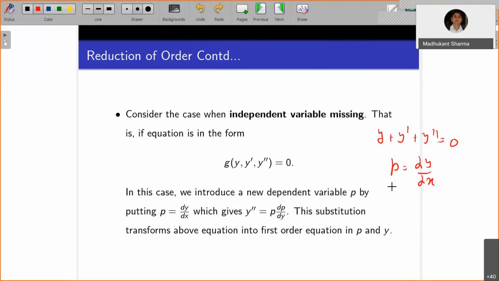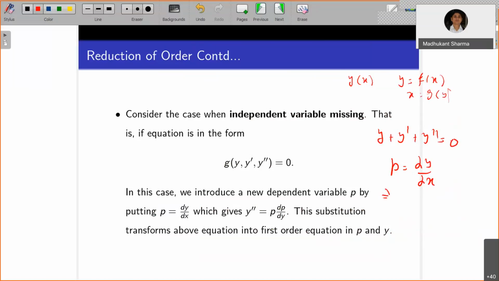Because p is a function of x and you can treat x as a function of y. When the independent variable is missing, y is a function of x, and that is a one-to-one transformation, so x is a function of y. You can certainly look at this.